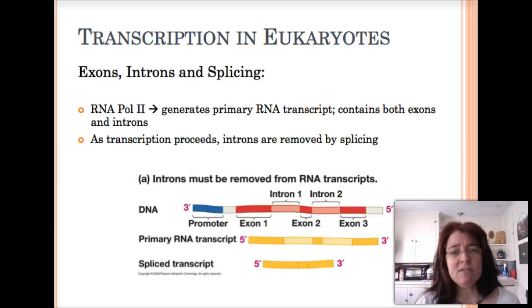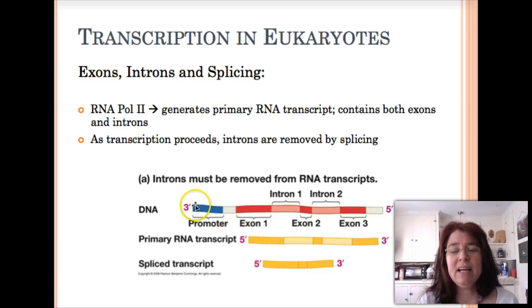So this process of taking out regions of an immature RNA is known as splicing. What has to happen is that the RNA polymerase II molecule has to first create what we call the immature or the primary RNA transcript. And this will contain both exons and introns. Exons have important information for making a protein, and introns need to be removed. As transcription proceeds in eukaryotes, the introns are going to be removed through splicing.